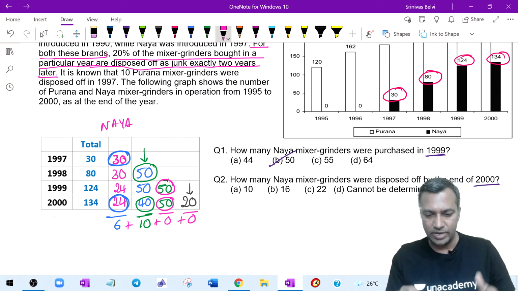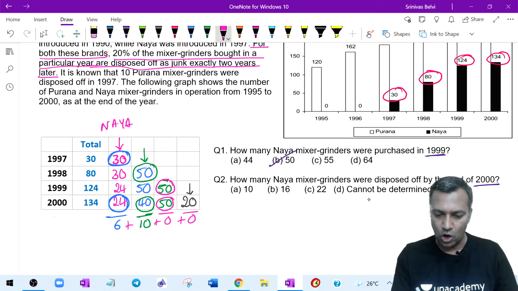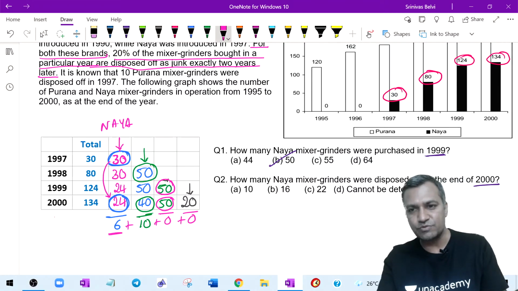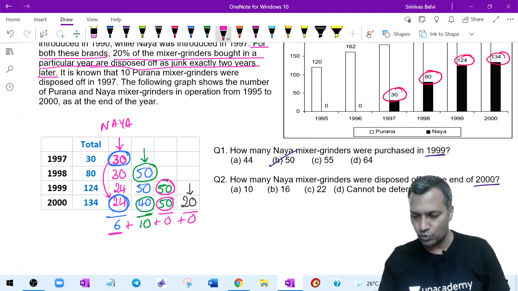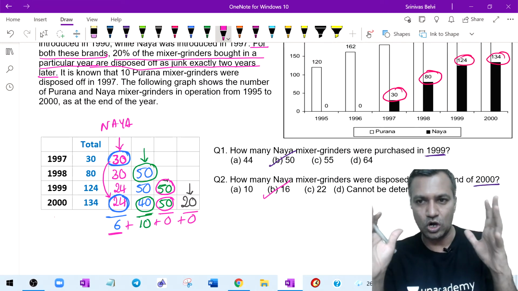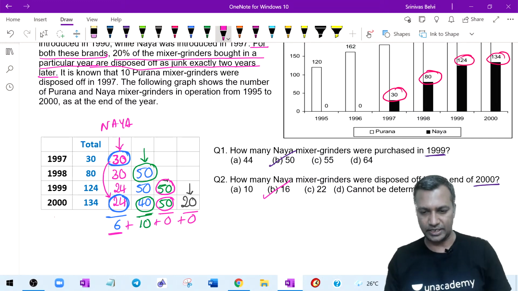Look at the beginning. How many were there in the batch? This is a batch of 30. How many are remaining out of this? 24 are remaining. Then what happened in between, that 6? 6 were discarded. That's the way you do this. Therefore, it is going to be 16. I hope now you got the perspective on how to do this particular question.